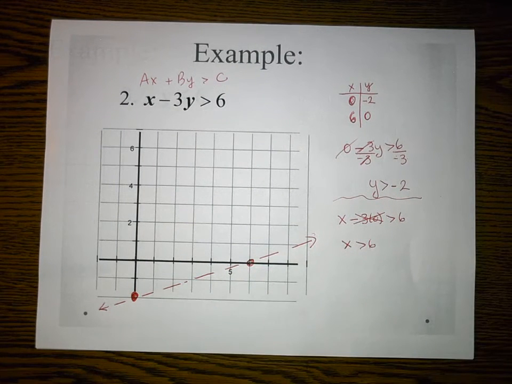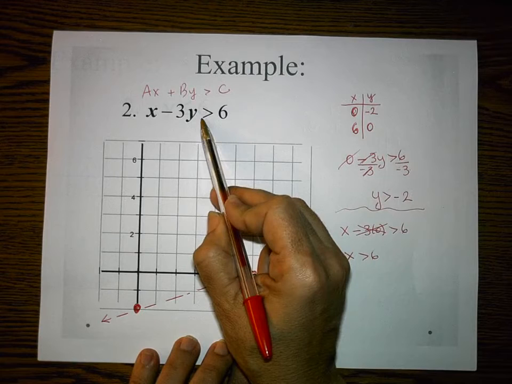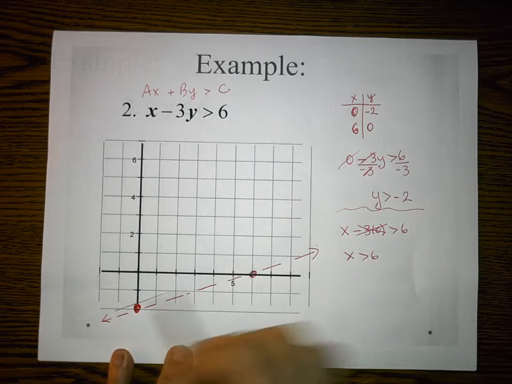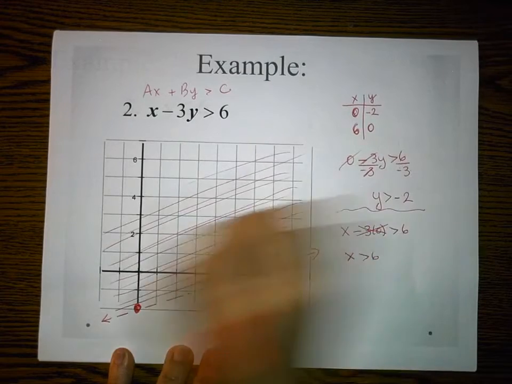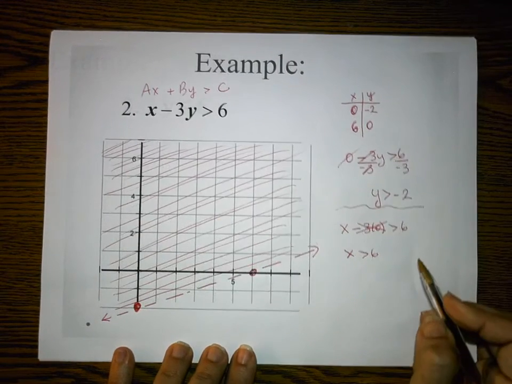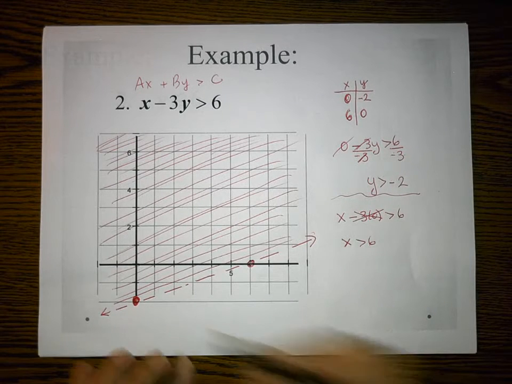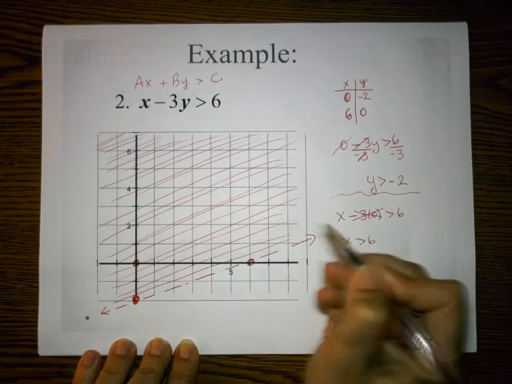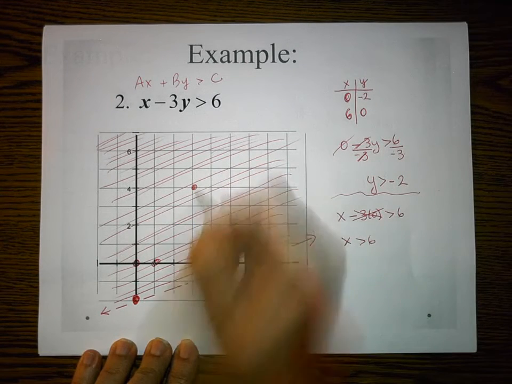Now I need to figure out where my solutions are going to be. Is it going to be above or below? Well, the sign says greater than. So I want to shade above. So I'm going to shade everywhere above here, lightly with the pencil. I would shade above here. So I can pick any point I want as long as it is above the dashed line. I can pick 0, 0. I can pick 1, 0. I can pick 3, 4. Anything that's in a shaded area.